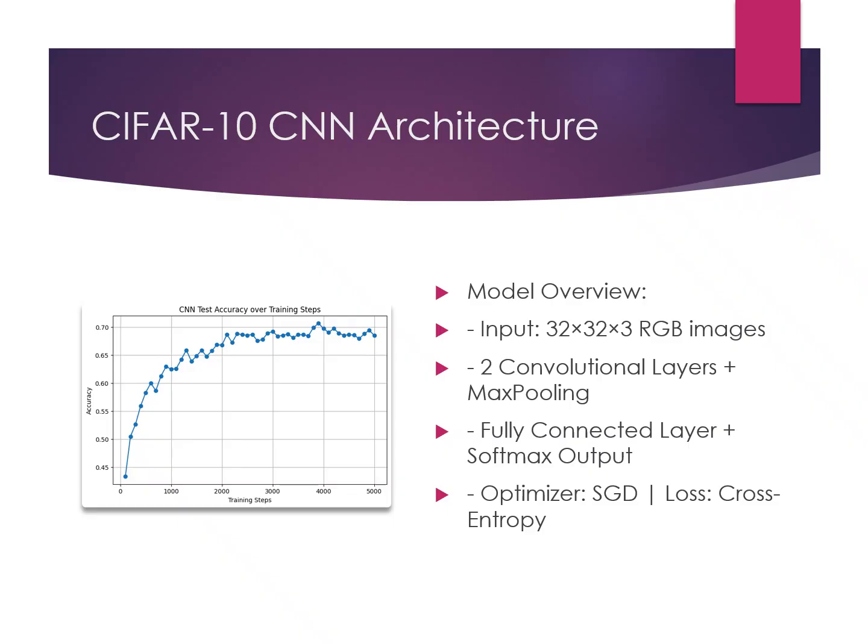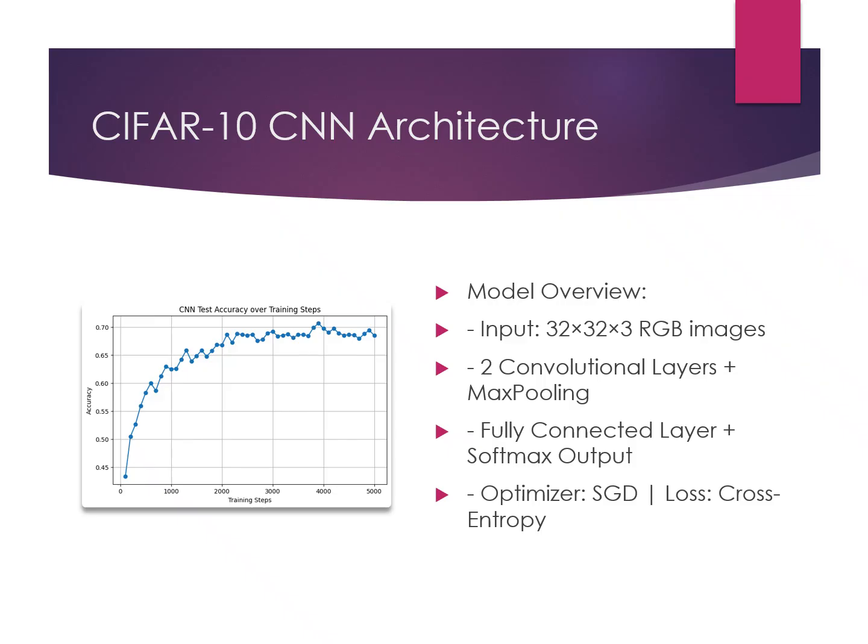Now, let's dive into the architecture I used on the CIFAR-10 dataset, a benchmark in image classification. This dataset contains 60,000 32x32 color images across 10 classes. It includes airplanes, cats, trucks, and frogs. For the model design, the CNN architecture I implemented follows a classic structure. First, the input layer accepts 32x32x3 RGB images: red, green, blue.